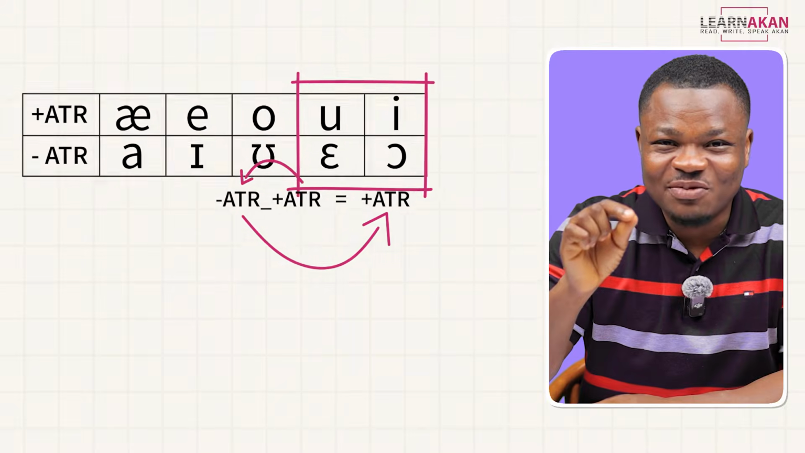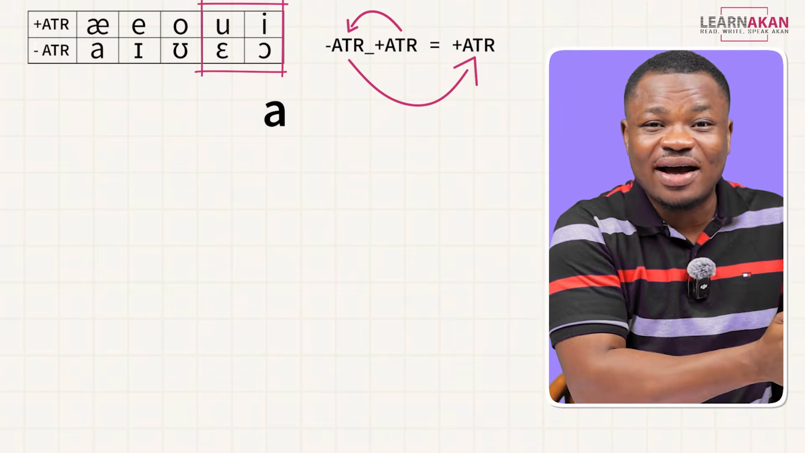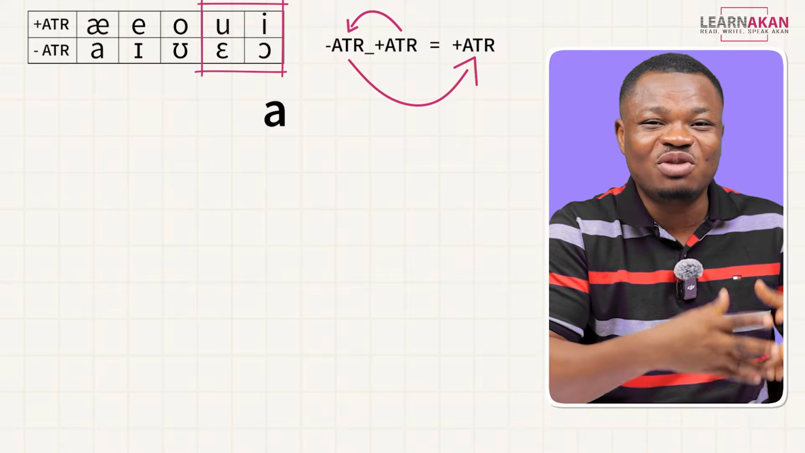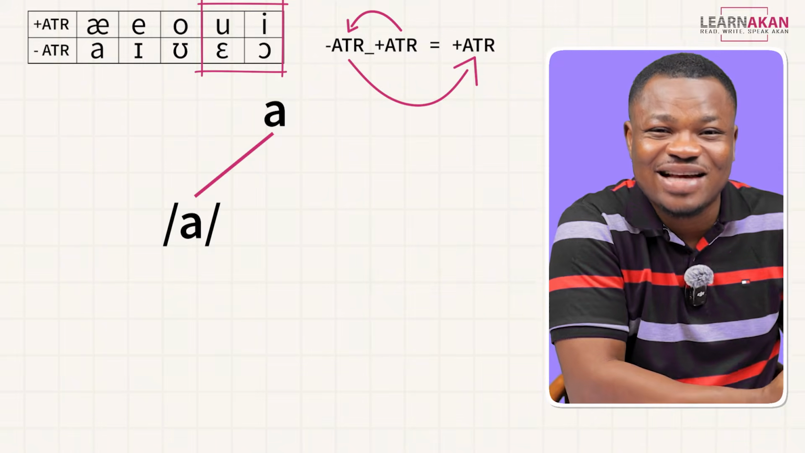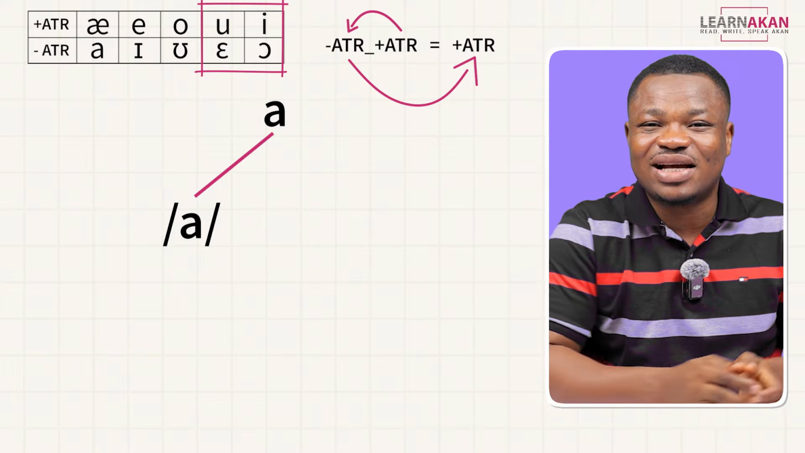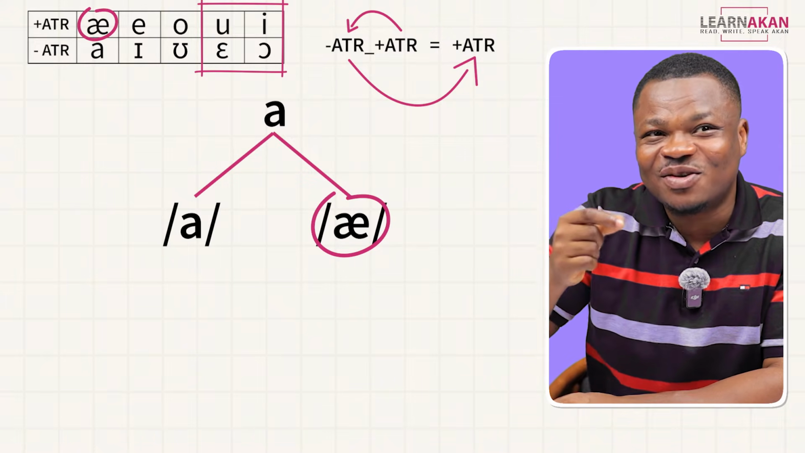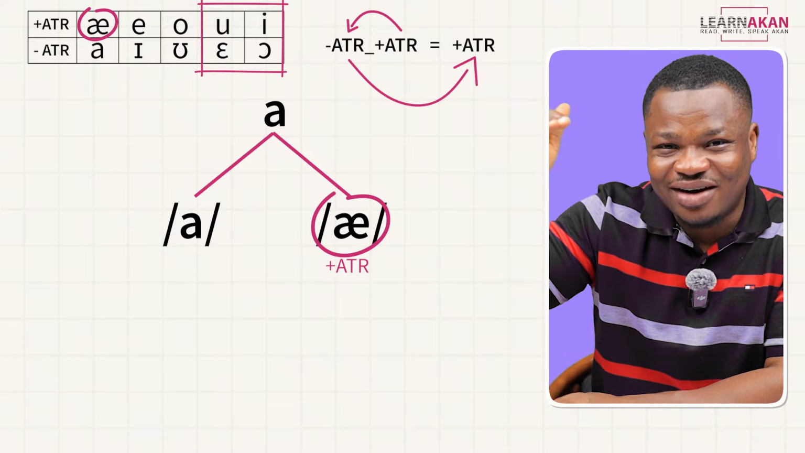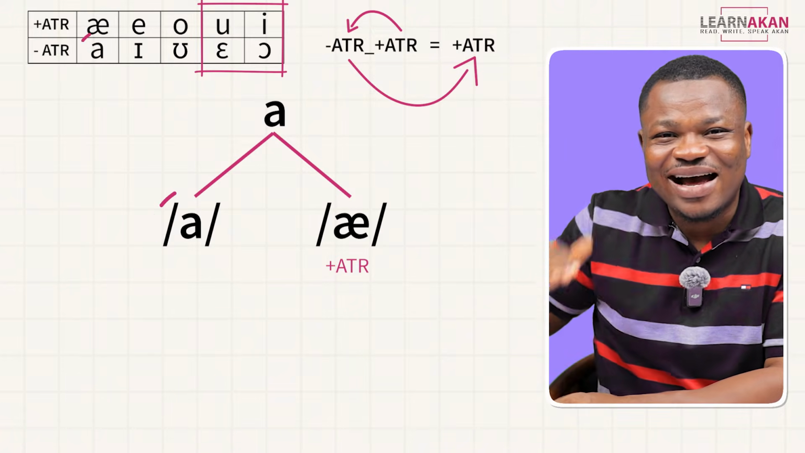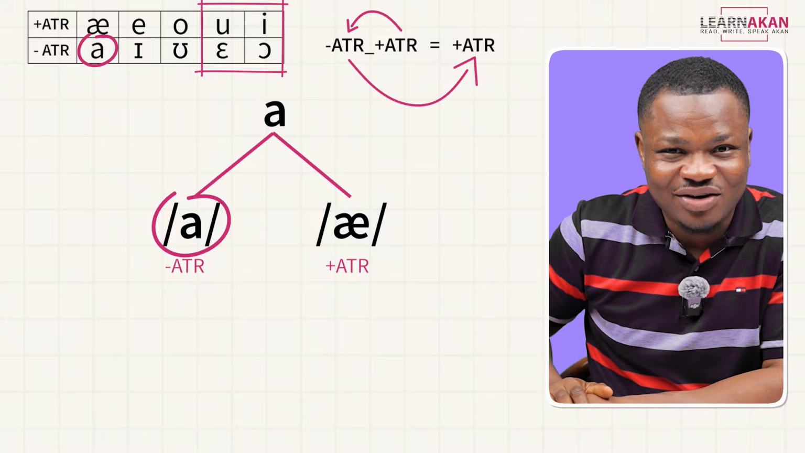Right? Now, with this in mind, let's take the vowel A and try to find out when we pronounce that as the regular A sound and when we pronounce that as the E sound. You know the E sound is plus ATR, right? And the regular A sound is minus ATR.